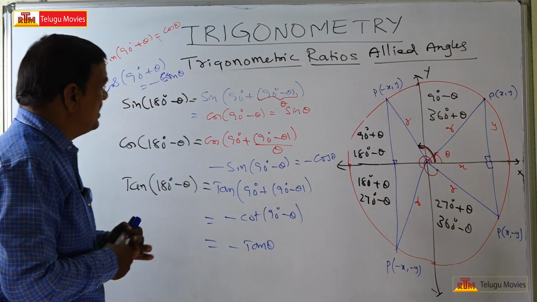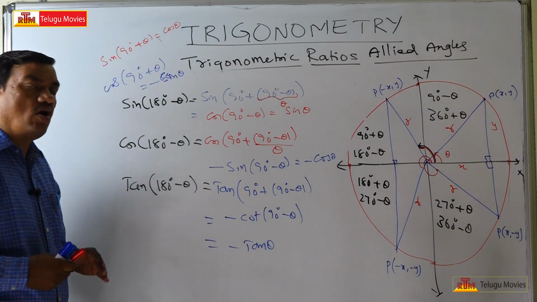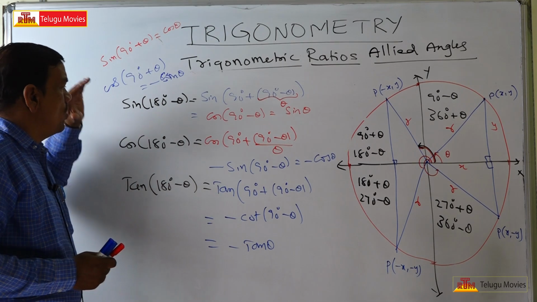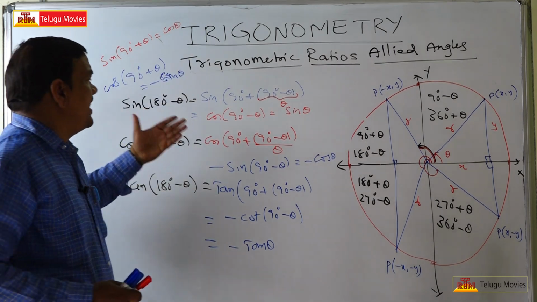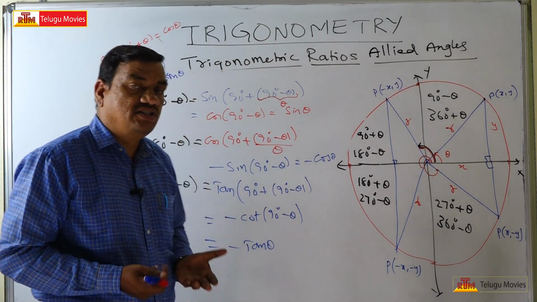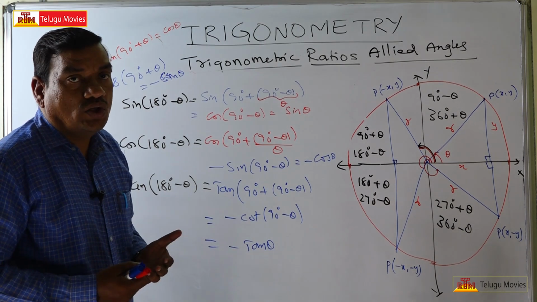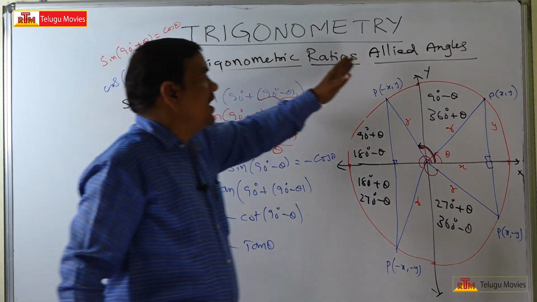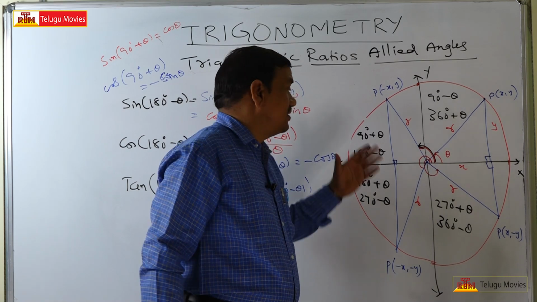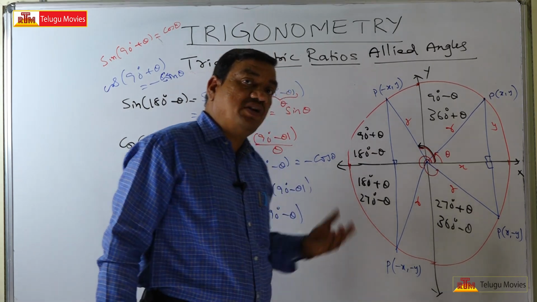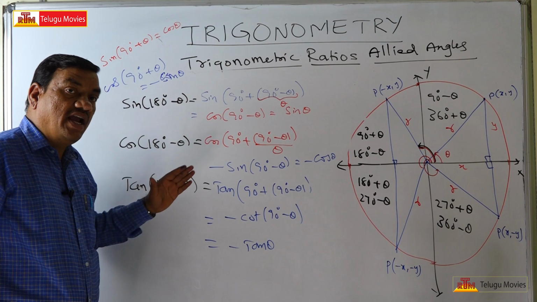Understand? Like that, we can find out the trigonometric ratios of 180 plus theta. Allied angles means 180 plus theta, 180 minus theta, and so on. All those things we are going to see. That is called allied angles: 360 plus theta, 360 minus theta, 180 plus theta, 180 minus theta. Like that we can prove it.